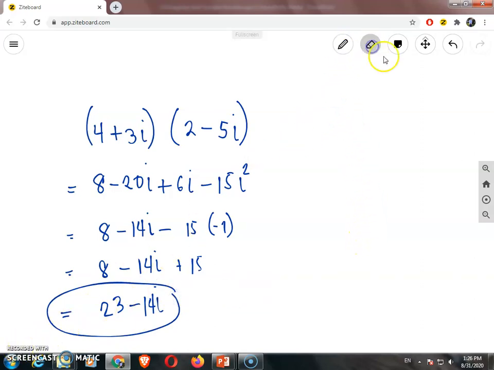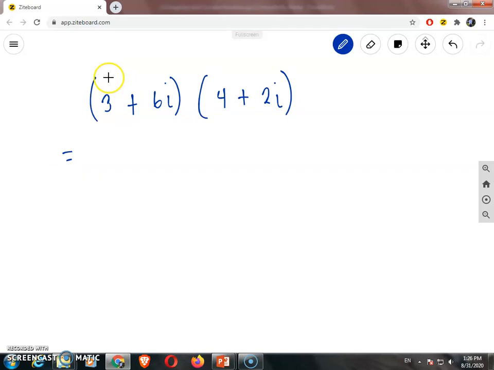Okay, another example. Let's say we have 3 plus 6i times 4 plus 2i. Again, the FOIL method: the first is 3 times 4, which is 12. The second is 3 times 2, which is 6 times i.